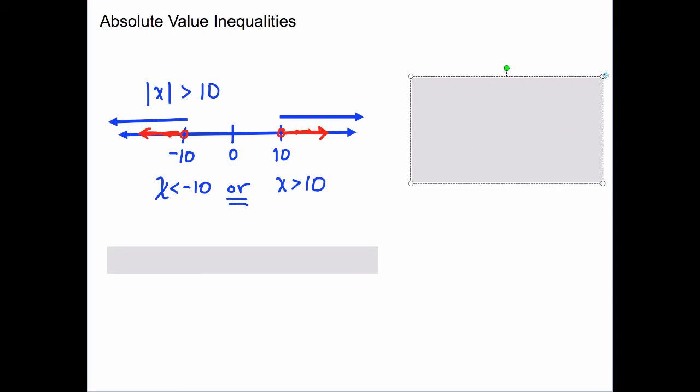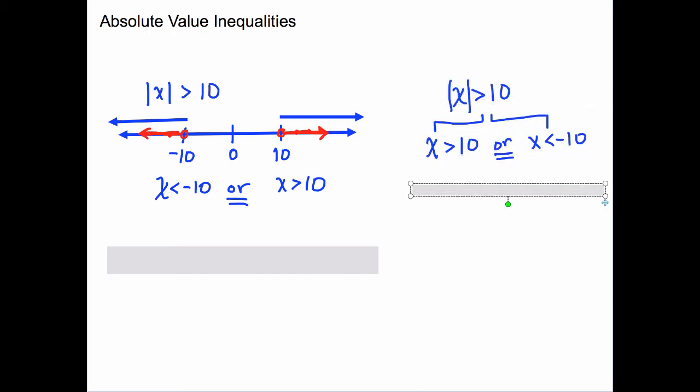Now if we were solving this, we would split it up in much the same way as we did the other problems. We would take the absolute value of x is greater than 10, and we would split that up into x is greater than 10 or x is less than negative 10. So this is the way we're going to split up absolute value inequality problems where the absolute value is greater than a number. And let's see a couple of examples.